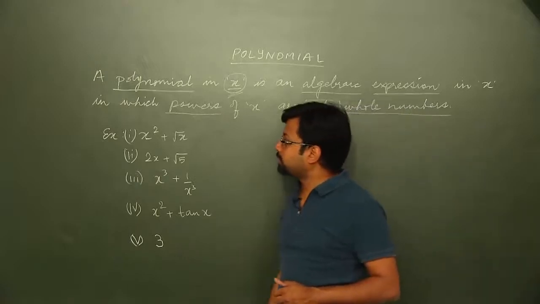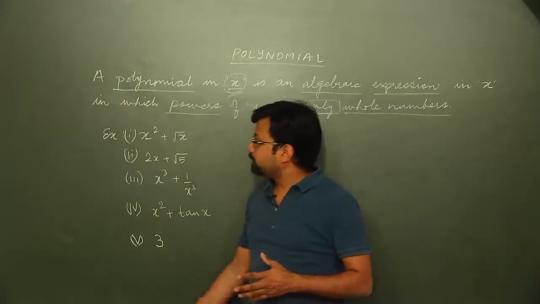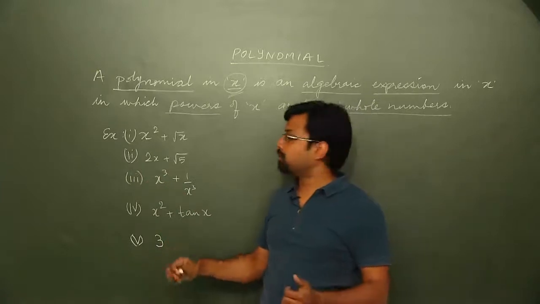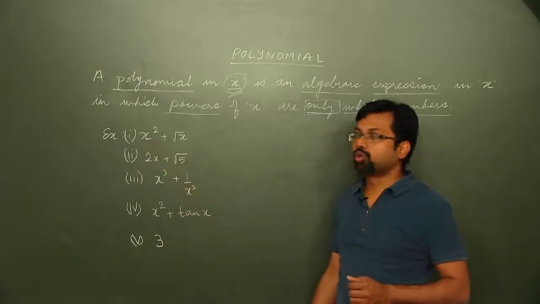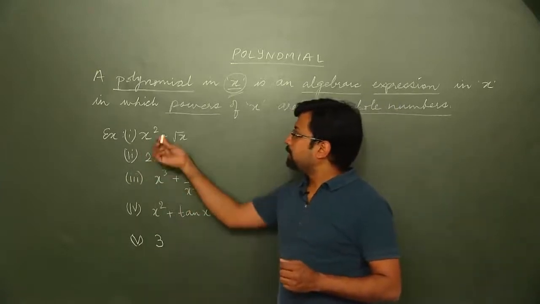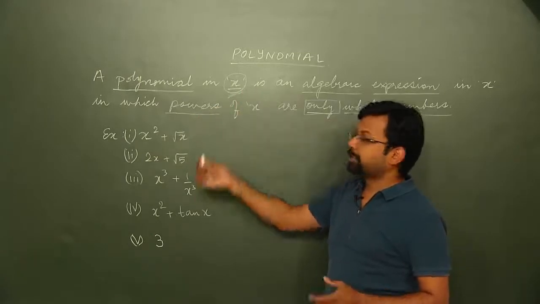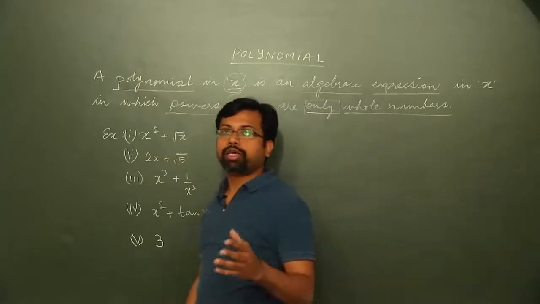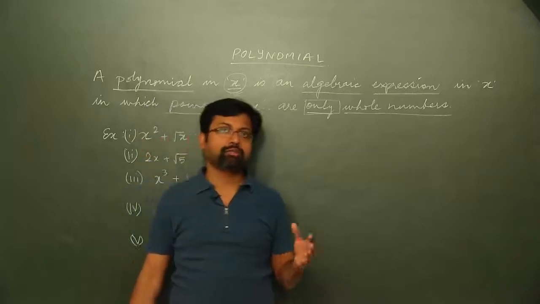The first example says we have to identify whether each of these is a polynomial or not. So you have x square plus root x. Here it is an algebraic expression because it involves only addition, subtraction, multiplication and division.